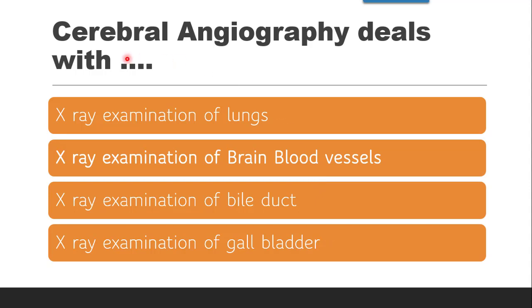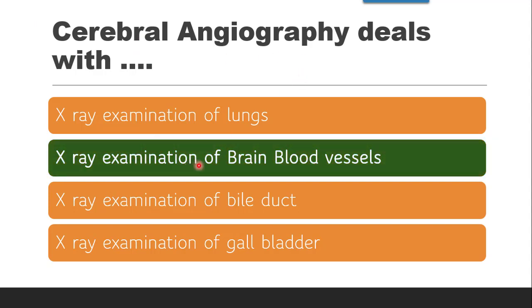So as you all know, as per the applications of diagnostic agents which you have studied in your theory part, diagnostic agents are basically used in visualization through X-ray examination of various specific organs. Plain angiography deals with the examination of blood vessels, both arteries plus veins. Here, since the specific word is cerebral angiography, the correct answer is X-ray examination of brain blood vessels, since the word is cerebral.